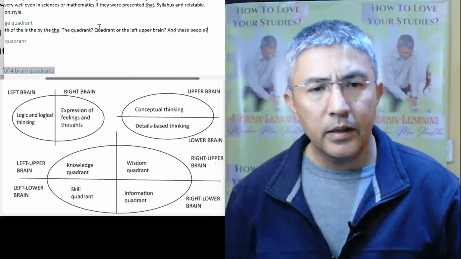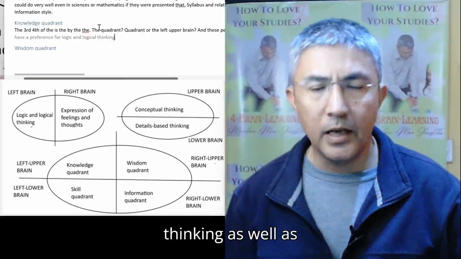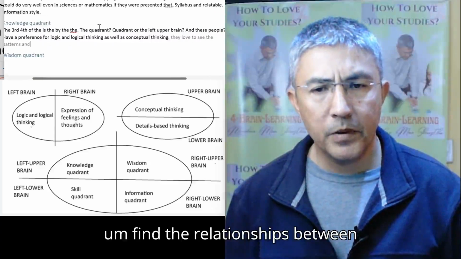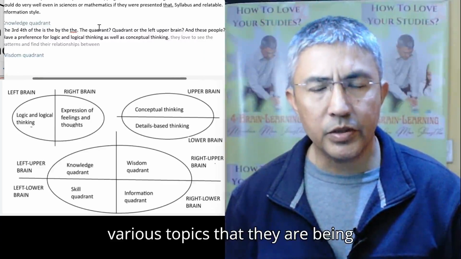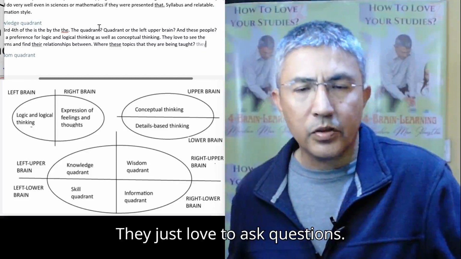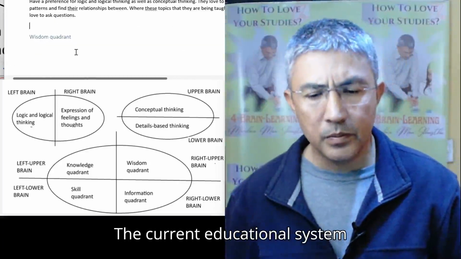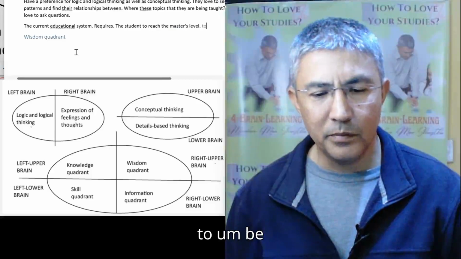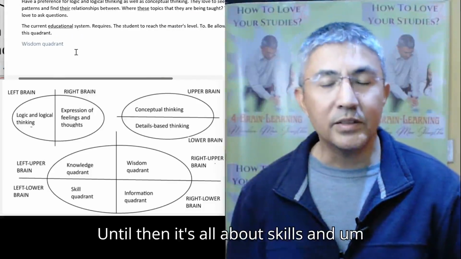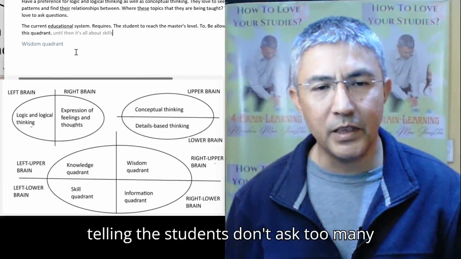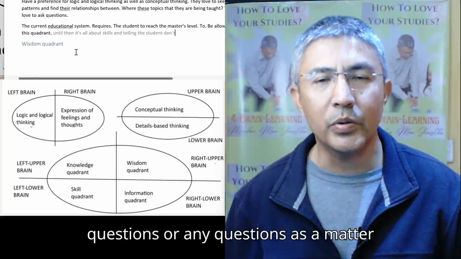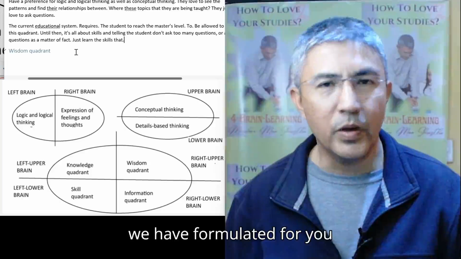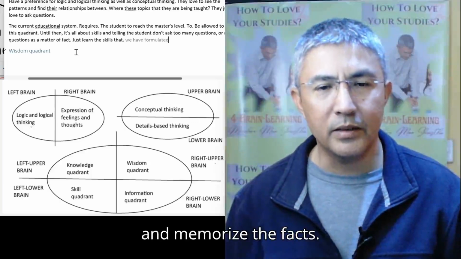And these people have a preference for logic and logical thinking, as well as conceptual thinking. They love to see the patterns and find the relationships between various topics that they are being taught. They just love to ask questions. The current educational system requires the student to reach the master's level to be allowed to use this quadrant. Until then, it's all about skills and telling the student don't ask too many questions or any questions, as a matter of fact. Just learn the skills that we have formulated for you and memorize the facts.